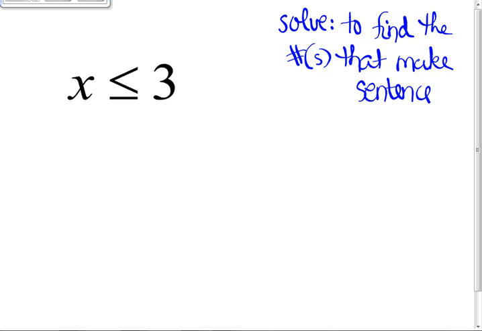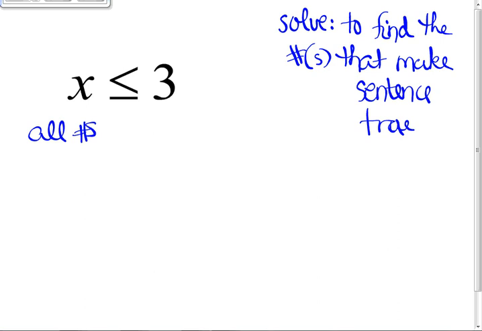Okay, we want to solve this inequality. What does that say in English? Make the sentence true. I forgot the true part. What does x stand for? A number. In fact, I want to find all numbers.